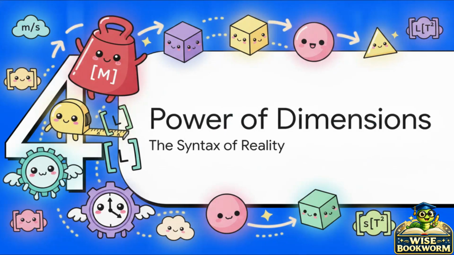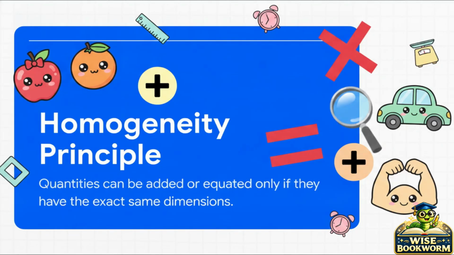Which brings us to Section 4, the power of dimensions, the underlying syntax of reality. So, if units are our vocabulary and sig figs are our grammar, dimensions, well, they are the underlying syntax of reality. We represent the fundamental raw nature of these quantities using brackets, so like M for mass, L for length, and T for time. It completely strips away the specific numbers and units to just reveal the true physical nature of whatever we're looking at.